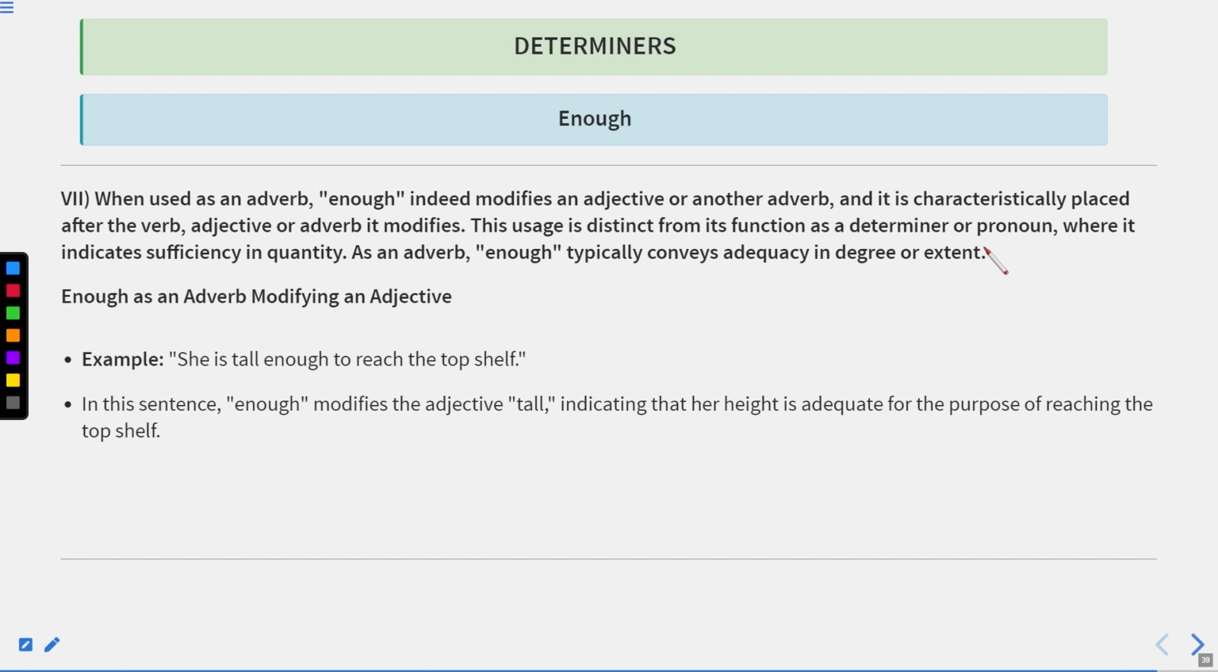Now, enough, the seventh use of it, when used as an adverb. Here we'll discuss enough as an adverb. First, we have discussed the word enough as an adjective when it qualified a noun. But here we'll discuss enough as an adverb where it will qualify a verb, an adjective, or other adverbs, because the function of an adverb is to qualify the verb, an adjective, or other adverbs.